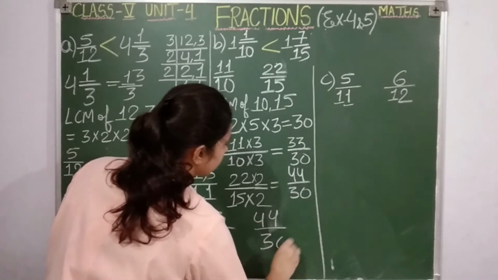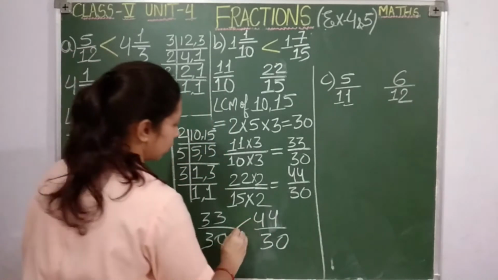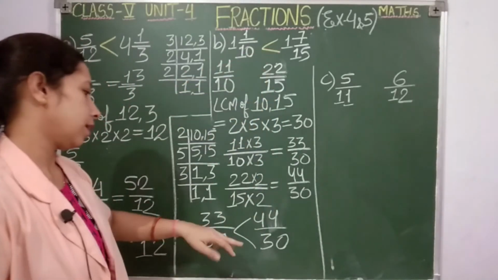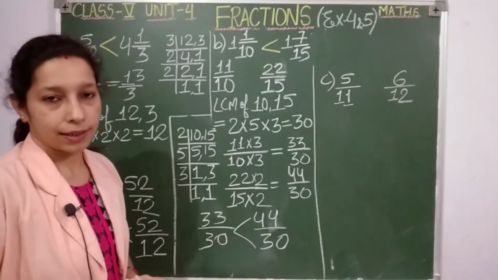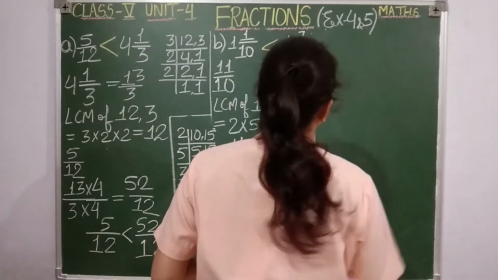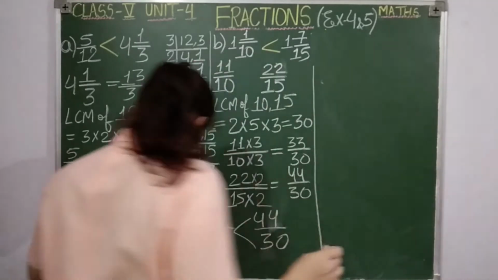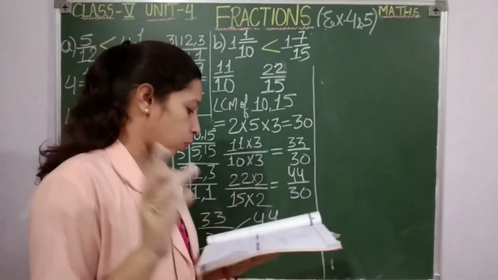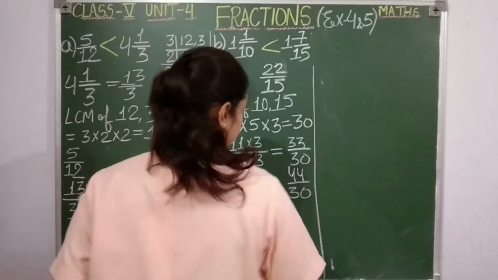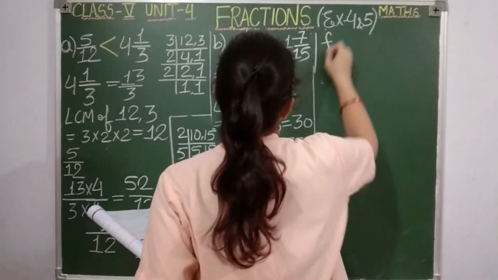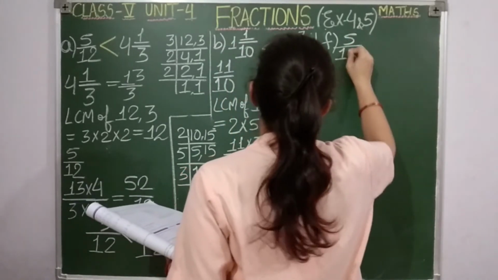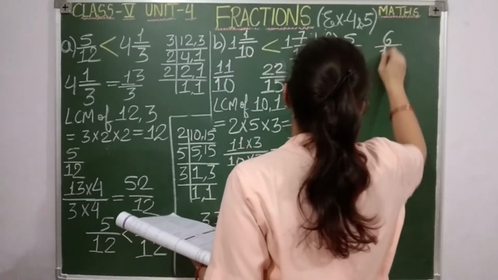Now you only tell which one is greater. 44 upon 30 is greater. So here also the second fraction is greater. Okay, let us see one more point. 5 by 11 and 6 by 12. So students, question 1, point C and D will be your homework. I am telling you point number F. Let us see. F point shows 5 upon 11 and 6 upon 12.